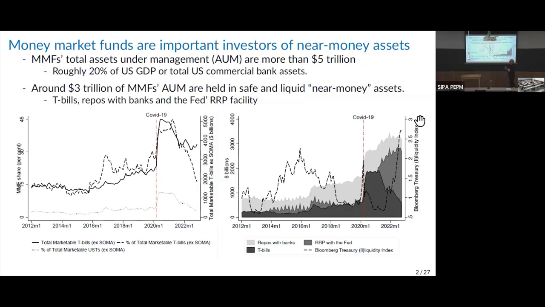I'll just briefly go through why we care about this. They are huge, and they got even bigger since the crisis, with total assets under management of more than 5 trillion. That's roughly 20% of US GDP and about 20% of US commercial assets as well. Around 3 trillion of these assets under management are held in safe and liquid, near-money assets, which are T-bills, repos with banks, reverse repos to banks, and cash with the banks.